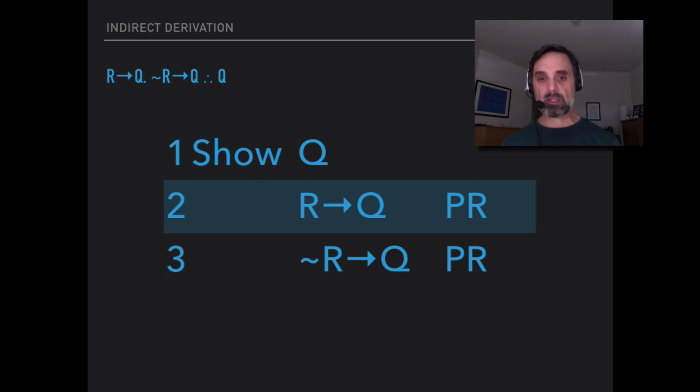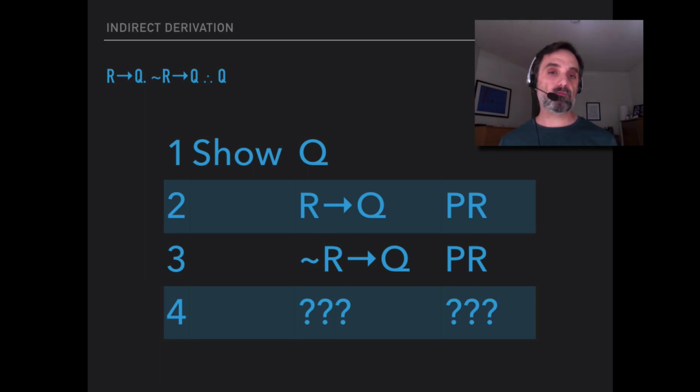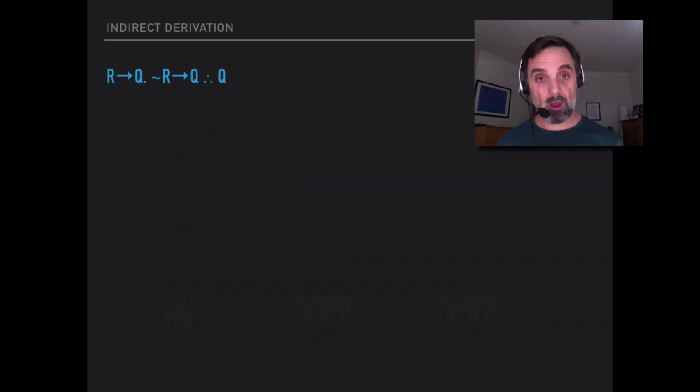And so if we proceed in this way, we'll just get stuck. There's nothing more to do. So far, before we add indirect derivation to our system, we cannot do a derivation of this argument. So what are we going to do? Well, we do it differently.